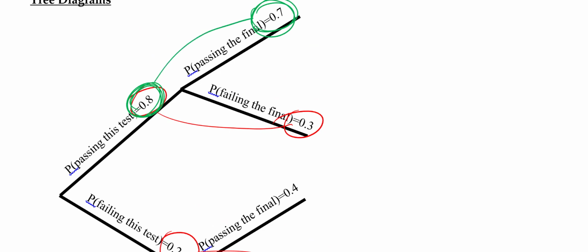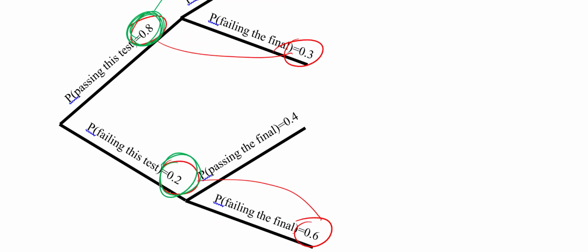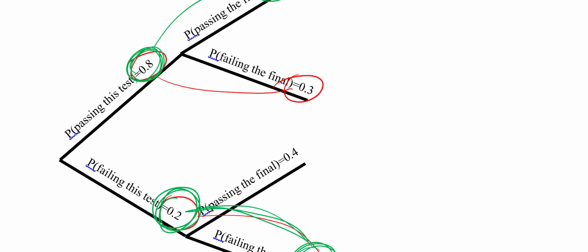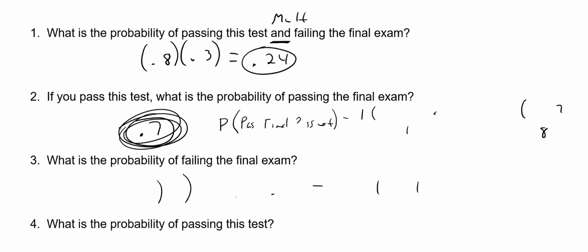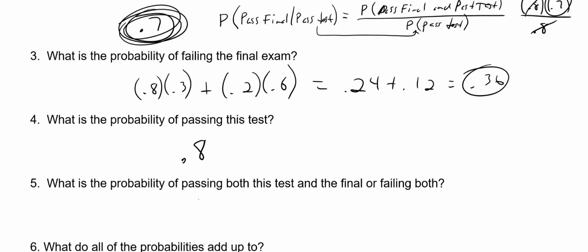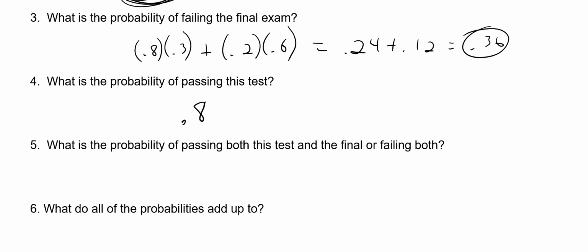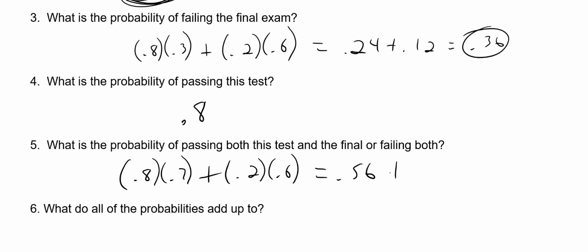Okay, so this is going to be multiplied together. Or failing both, so failing the test and failing the final. So you're going to multiply these together. Going back up here, it's 0.8 times 0.7 plus 0.2 times 0.6. So that gives me 0.56 plus 0.12, which equals 0.68.